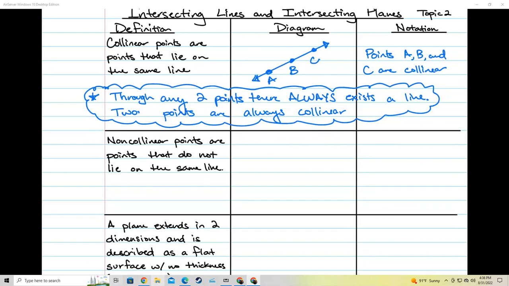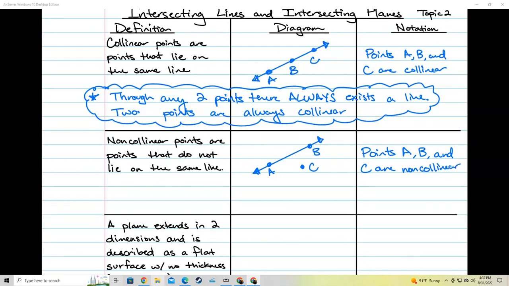It says non-collinear points are points that do not lie on the same line. So I'm going to go ahead and draw an image that looks very similar to the first one. I'm going to go ahead and draw a line. On that line, I'm going to put point A, and I'm going to put point B. But then I have this random point over here, point C. Now, notice that points A and B are on the line, but point C is not on the line. That is to say, points A, B, and C, when I talk about them as a group, are not collinear, okay? Because I'm talking about these 3 points, and there is not one single line that will contain all three. So I'm going to write points A, B, and C are non-collinear.